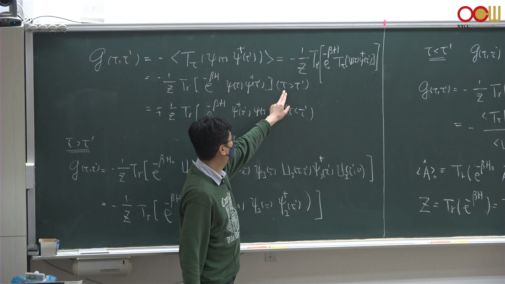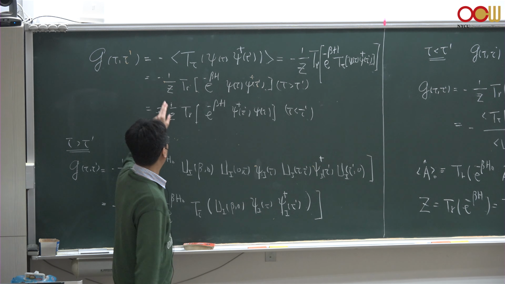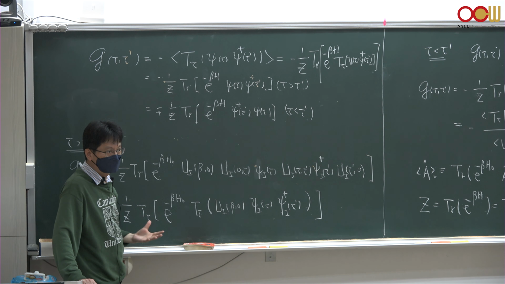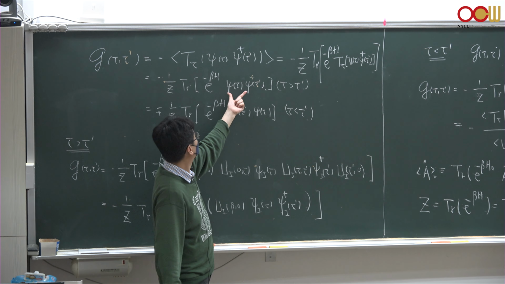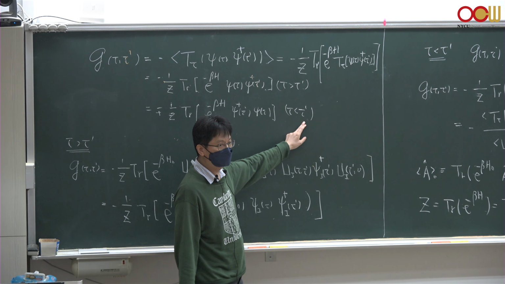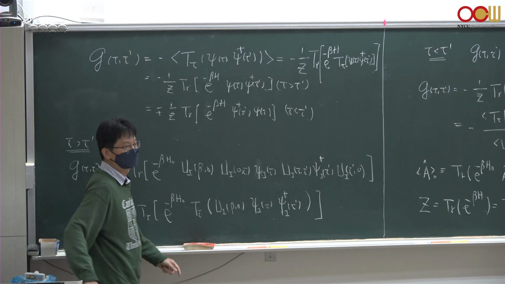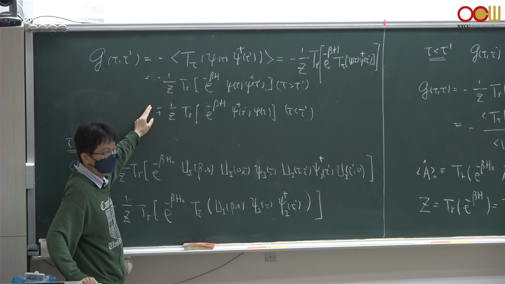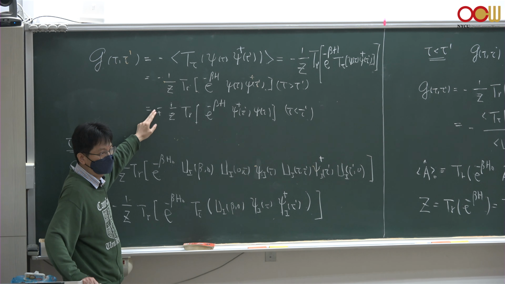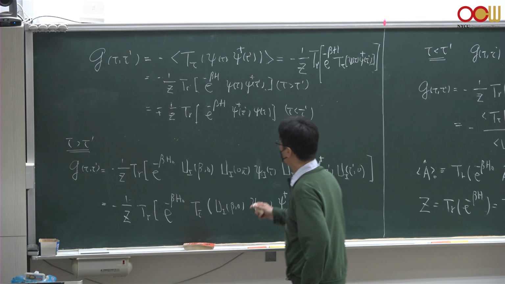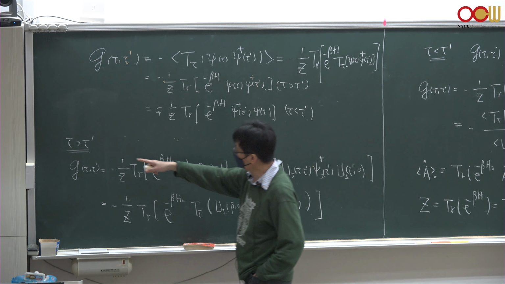So if tau is larger than tau prime, we get an overall minus sign for both bosons and fermions, and you put this psi to the left of the psi dagger. But if tau is less than tau prime, we need to switch the order between psi and psi dagger. And depending on whether our particles are bosons or fermions, for bosons we get a minus sign, for fermions a plus sign. So let's just start from tau larger than tau prime.